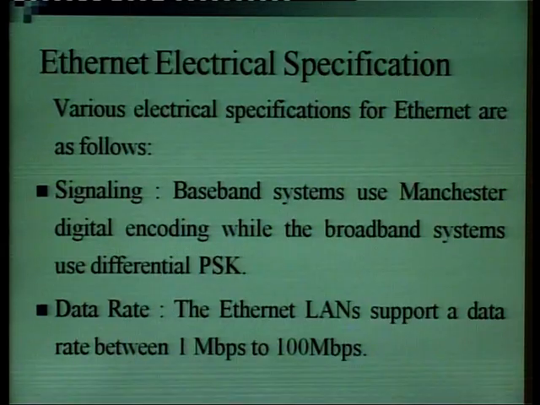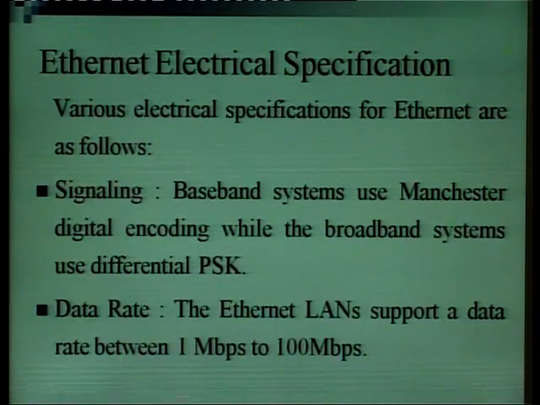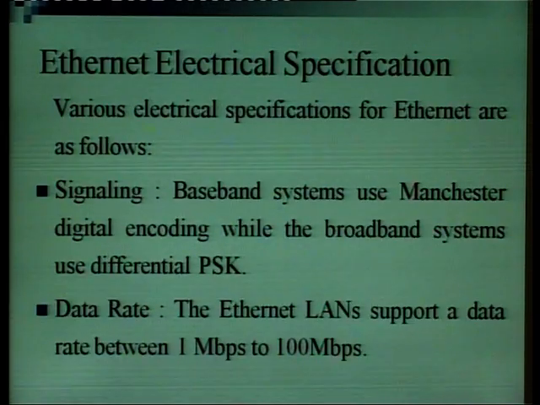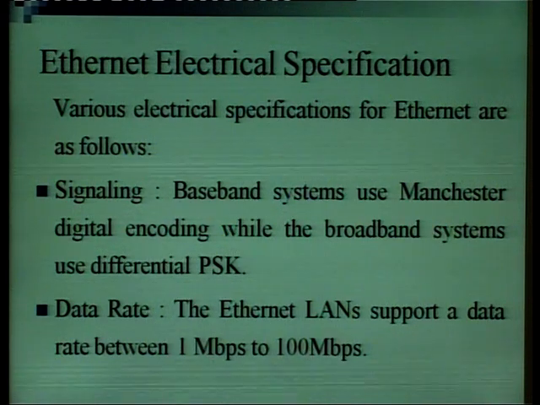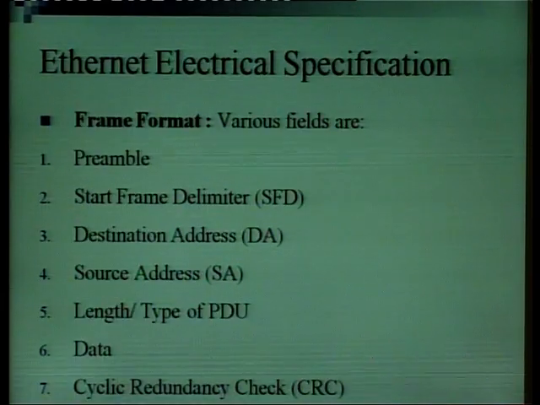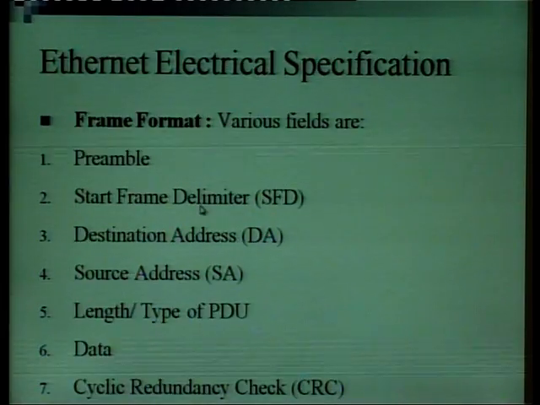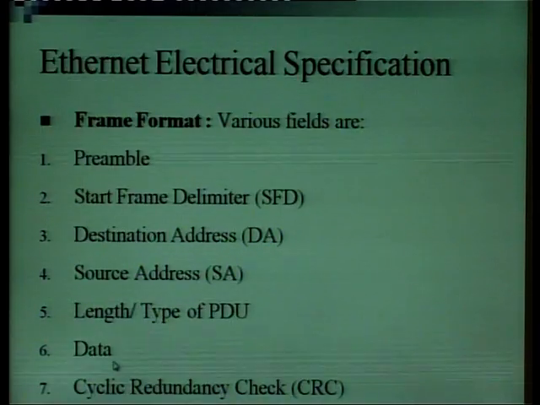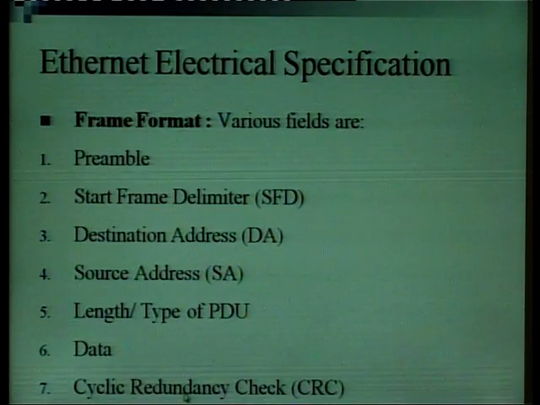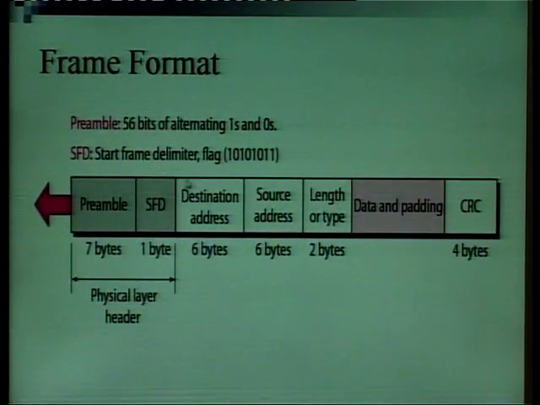Second is the data rate we can handle with Ethernet. Ethernet LAN supports a data rate between 1 Mbps to approximately 100 Mbps. Next is the frame format. There are various fields available in the frame format. First is preamble, then start frame delimiter, destination address, source address, length, and the actual data, which we can extend with some padding data. Last is CRC, that is the error detection and correction method. This is the frame format of Ethernet.